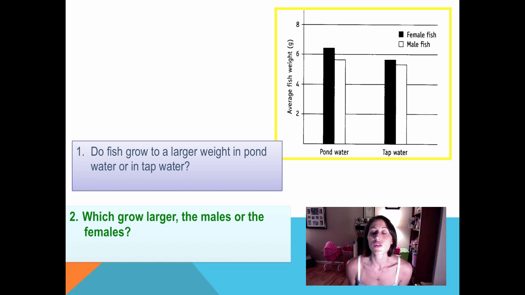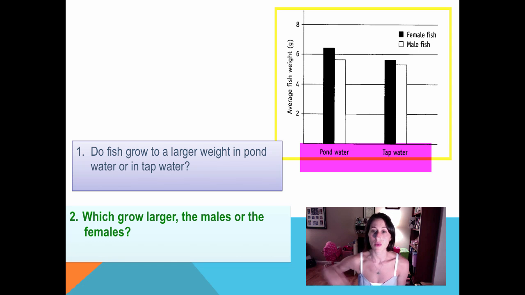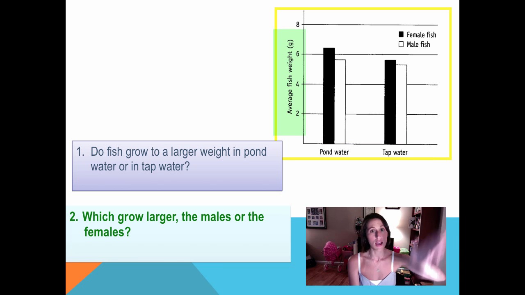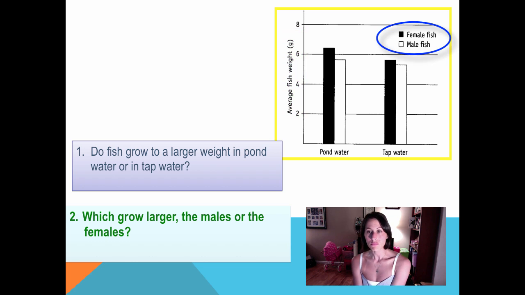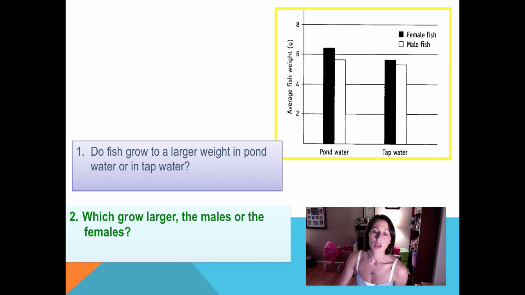Looking at this, if you look at the bottom, the horizontal axis that goes this way, it's talking about the different types of pond water. And if you look at the vertical axis this way, that goes up and down, that's called the y-axis. It's talking about average fish weight in grams, okay? And then there's a key up here, right up at the top. So question number 1, go ahead and answer this in your notebooks, just like you did for the last graph. Do fish grow to a larger weight in pond water or in tap water? And then number 2, which grows larger, males or females?